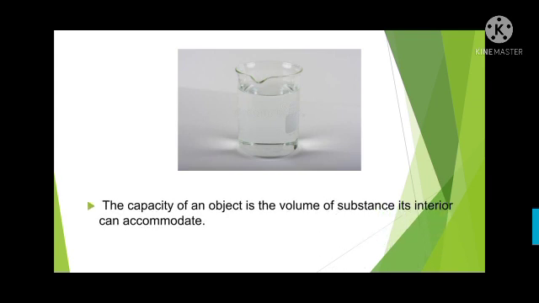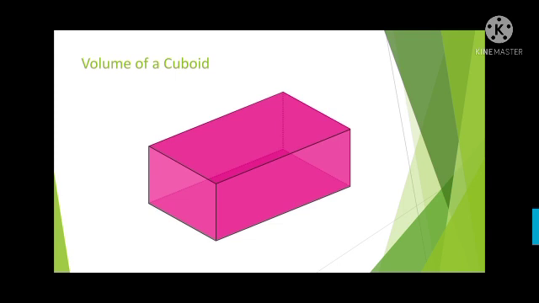In the definition, we can say that the capacity of an object is the volume of the substance its interior can accommodate. Now that can be any substance. I have provided example of water. Observe this figure carefully. From the look, you can make out that it is a cuboid.